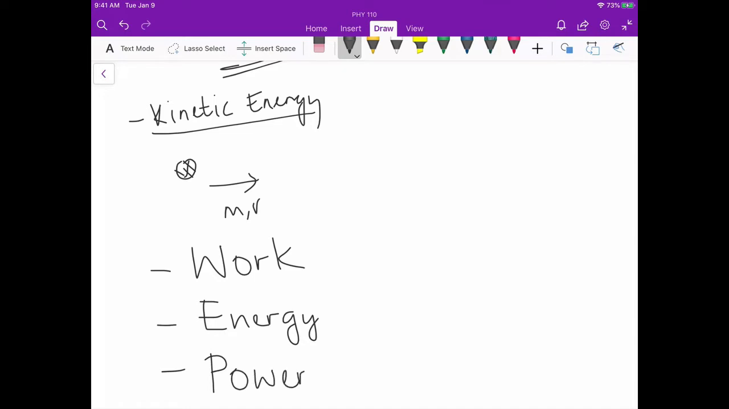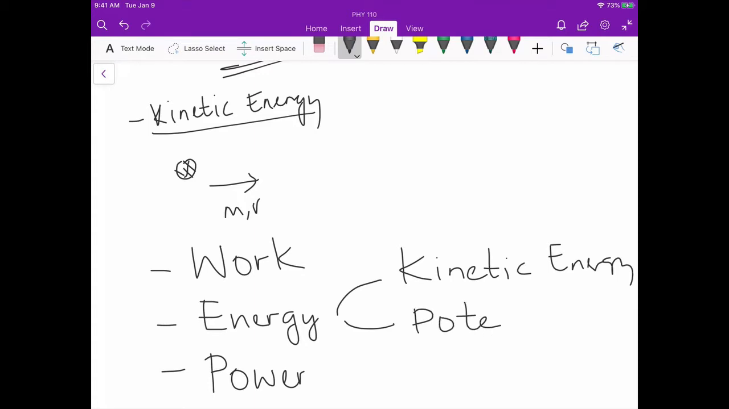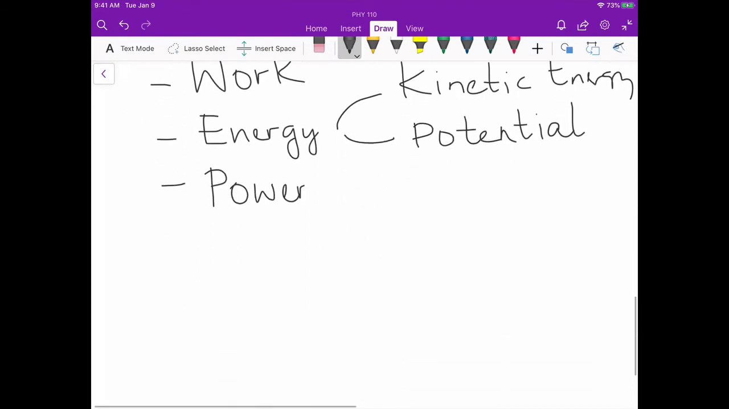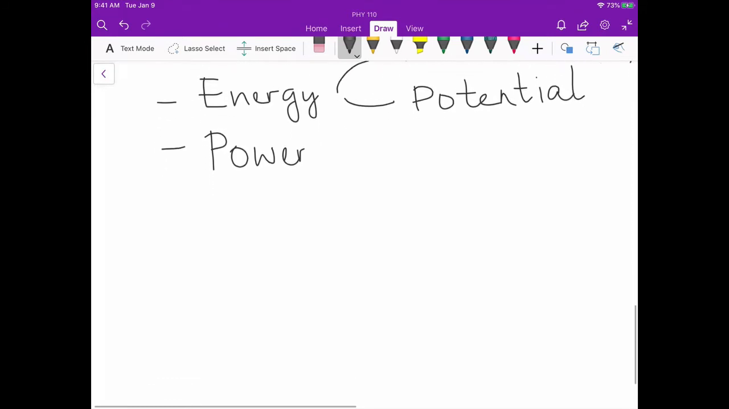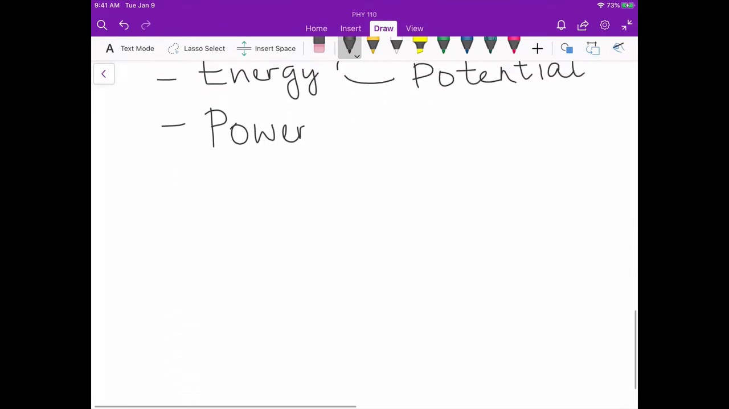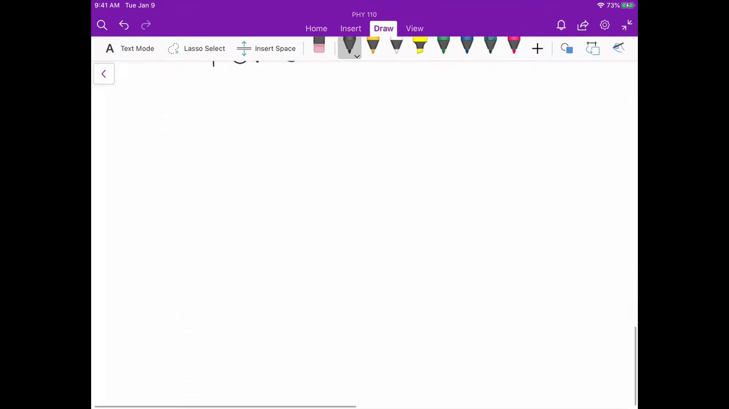And the different types of energy that we will be talking about. Kinetic energy, and there you have potential energy. Okay. You will see it in the video as soon as it gets uploaded.